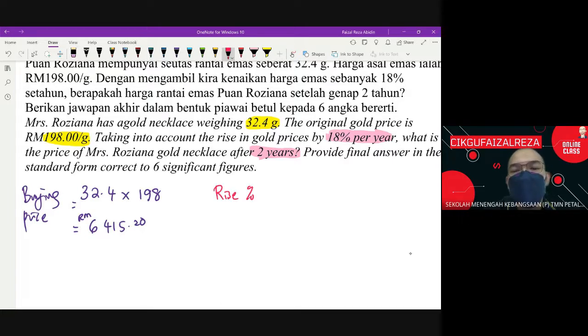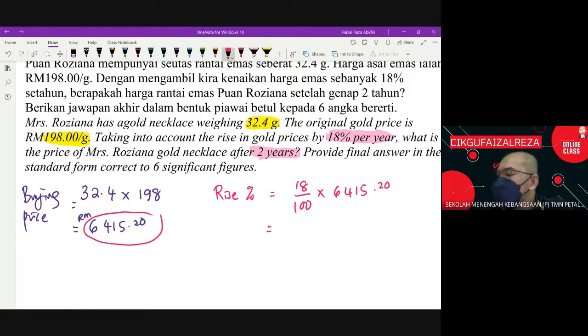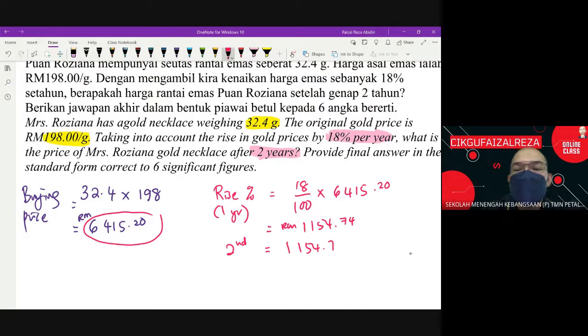Means that the price, we are going to find the rise. The rise in percentage over here is 18%, times with the total price over here, 6,450 ringgit and 20 cents. You are going to get? First year, 1,154 ringgit 74 cents, right? Cannot be 736 because it's going to be cents there. Okay, that one is for 1 year. So for the second year, it is going to be 1,154 ringgit 74, then 1,309 ringgit 47 cents.